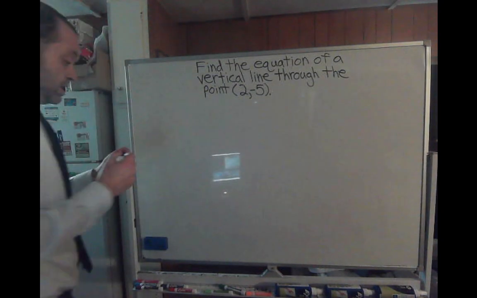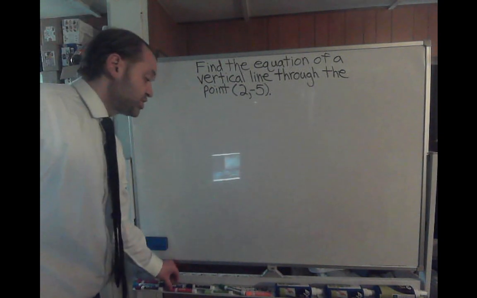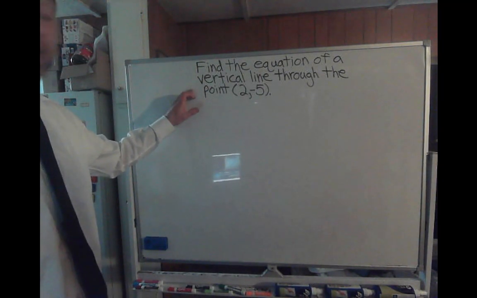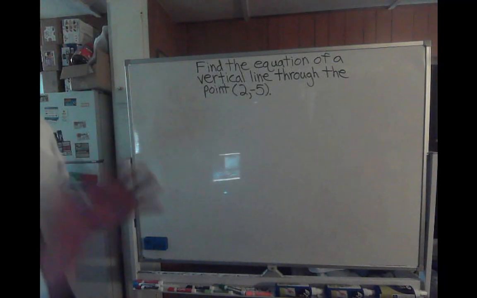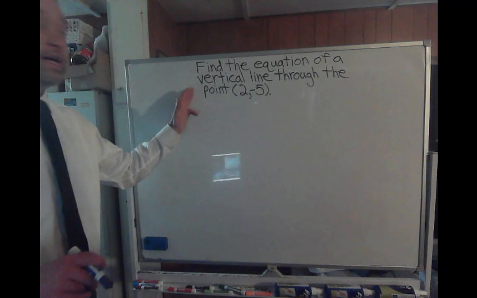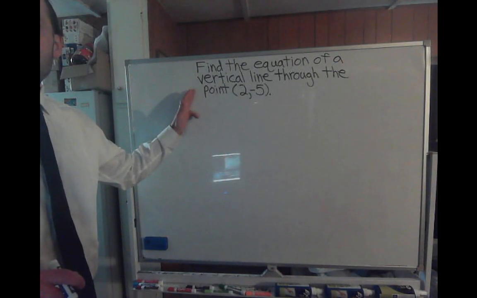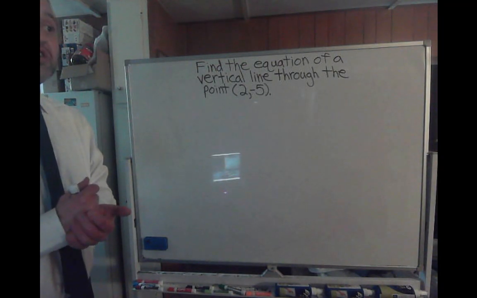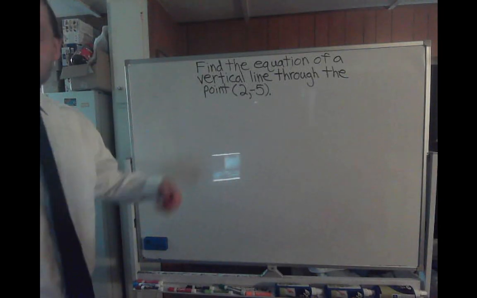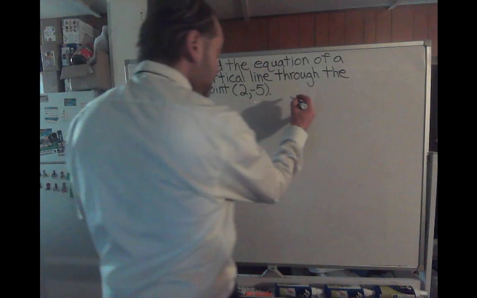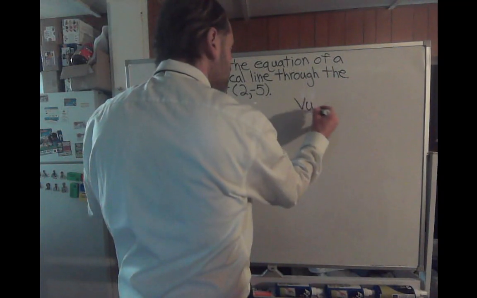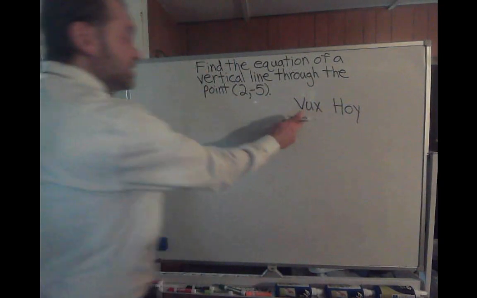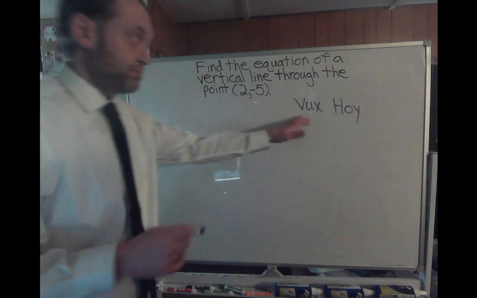Okay, so this time we're asked to find the equation of a vertical line through the point 2, -5. So find the equation of a vertical line through the point 2, -5. Well, if we remember, a vertical line just stands straight up. Anyone remember the acronym VUX-HOI? Who remembers VUX-HOI? That's going to help us here, particularly for this exercise and the next one, the VUX part.